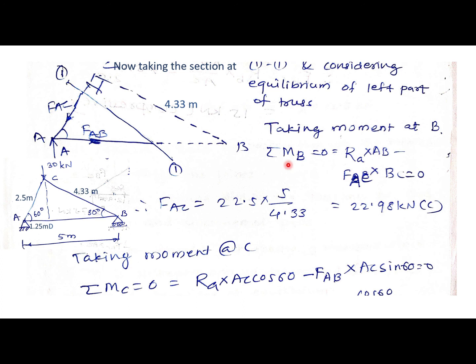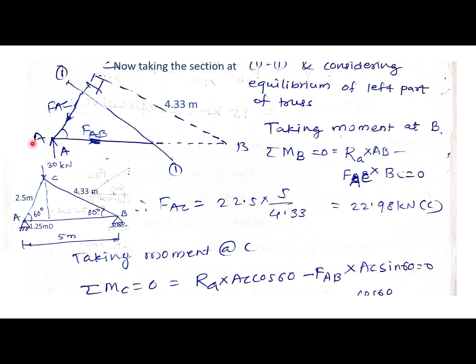So by writing the equation for the bending moment, we get summation of bending moment at point B is 0. That is equal to RA into the perpendicular distance AB, similarly, the component of force in member AC and the perpendicular distance BC. So replacing the value of RA and this distance BC, only AC is the unknown, and we get the value of AC as 22.98 kilonewton, and we have assumed the sense compressive.